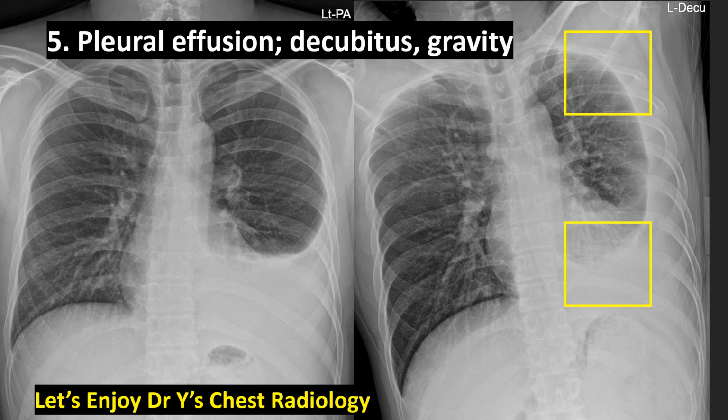Right image is left decubitus film. As we all know, gas, air of the lung, is lighter than the pleural fluid in the pleural space, and the pleural fluid is heavier than the air of the lung. From the center of the Earth's globe, gravity goes to the heavier direction. So when erect on the left film, the pleural fluid goes down. In the left decubitus film, the heavier pleural fluid goes to the left side.